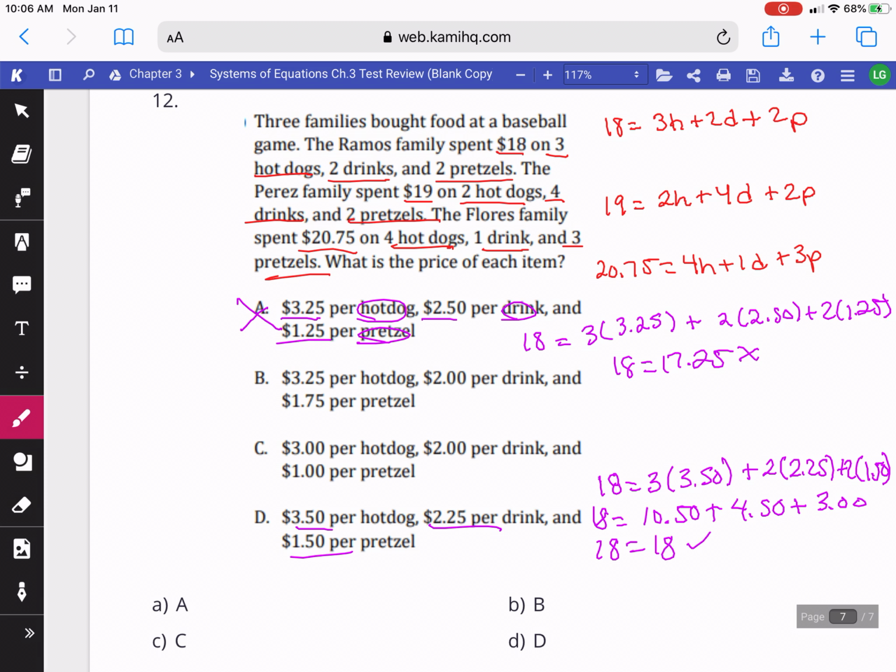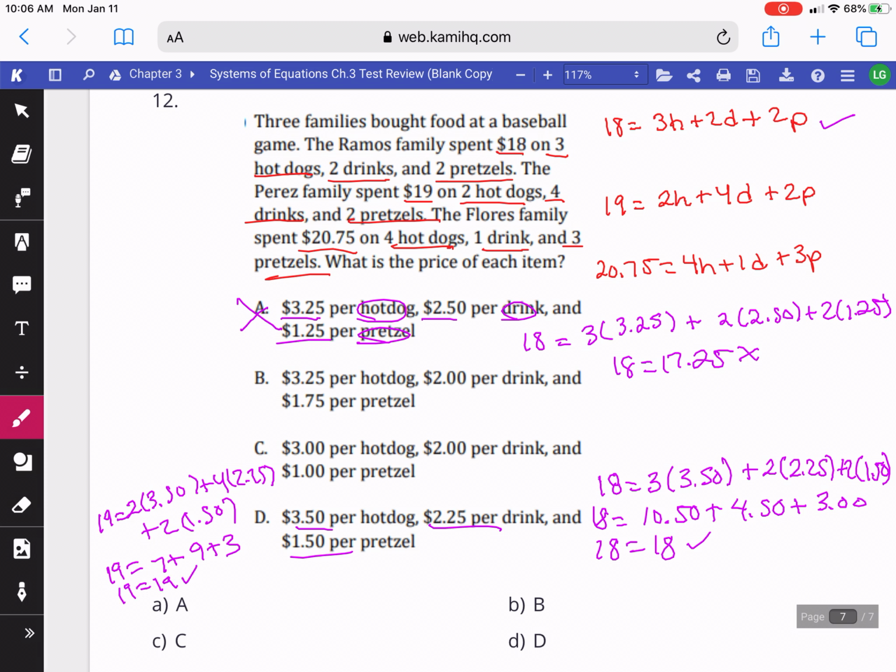So I'm also going to check it now for the one that costs $19. So I would do 2 times $3.50 plus 4 times $2.25 plus 2 times $1.50. If I do the math for that, I'm going to get 7 plus 9 plus 3, which comes out to 19. So it's correct for the second family.